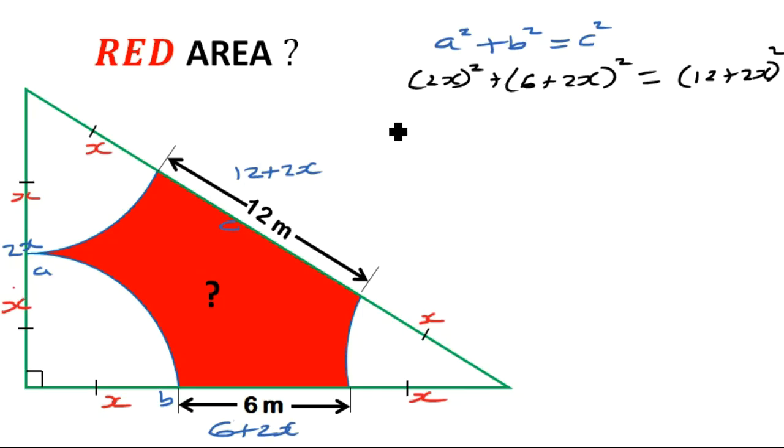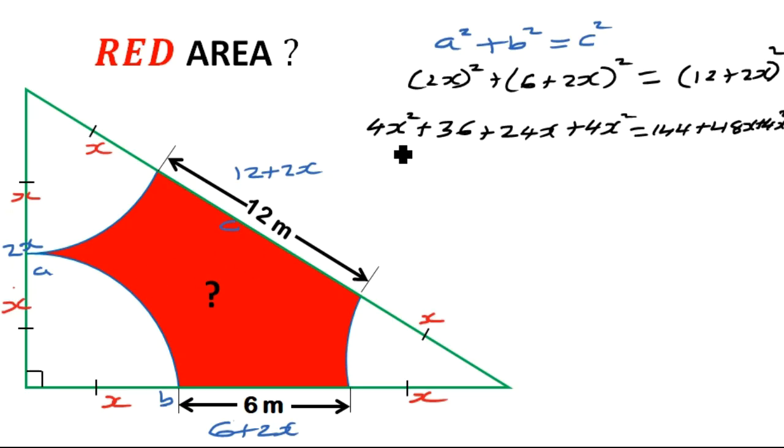So (2x) squared, you will get 4x squared. If you expand this bracket, (6 plus 2x) squared, use the quadratic identity, you will have 36. 6 times 2x is 12, times 2, that is 24x. Then 2x times 2x is 4x squared, equal to what? If you expand this again with the quadratic identity, 12 squared will be 144. 12 times 2x will be 24x, times 2, that will be 48x. Then (2x) squared, you have 4x squared.